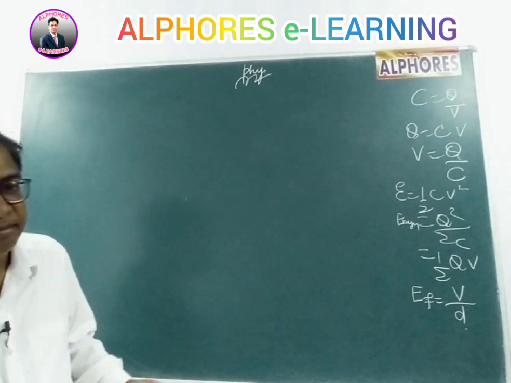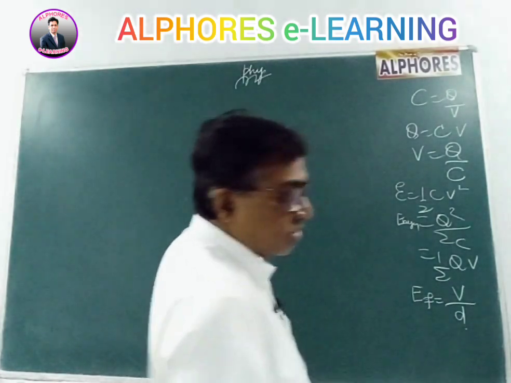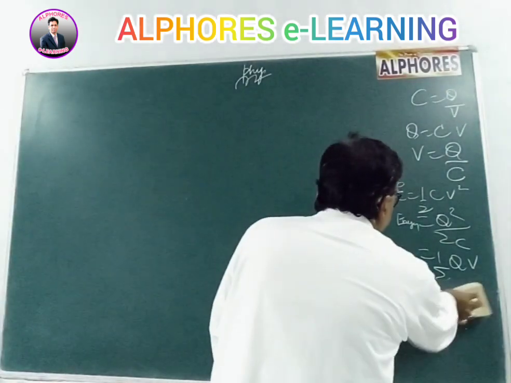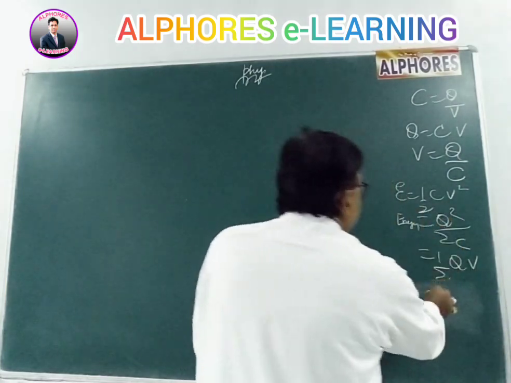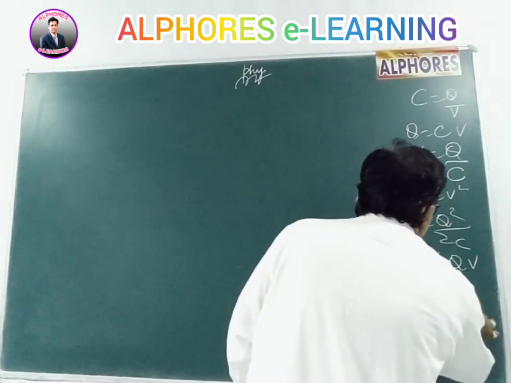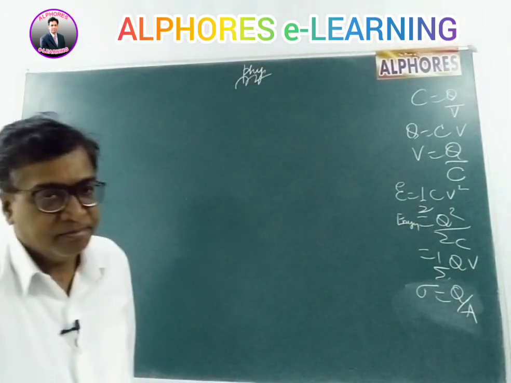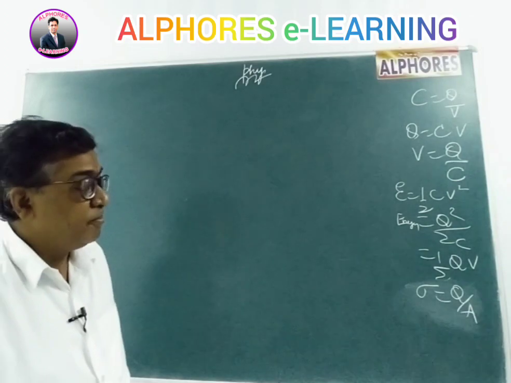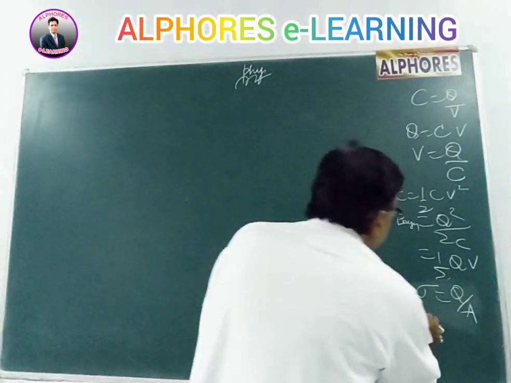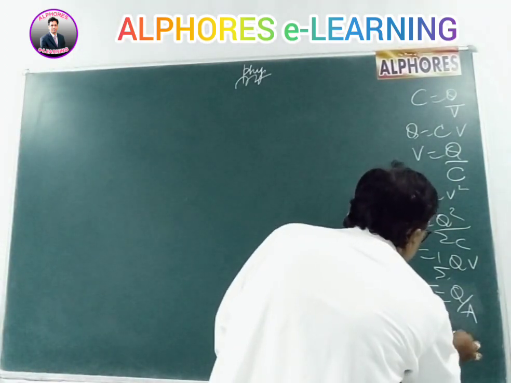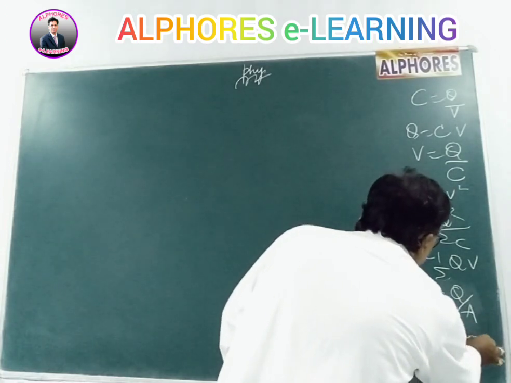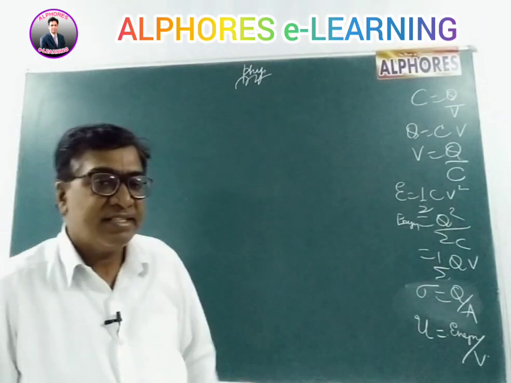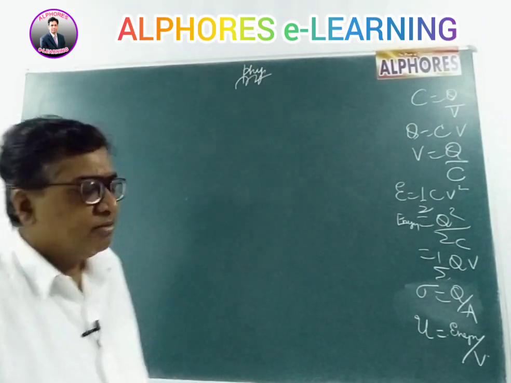Suppose he is asking you to find the surface charge density. We know surface charge density sigma is Q by A. For potential, we can find V is equal to Q by C. Energy density he will be asking. The energy density U is the energy per unit volume, E by volume. So based on these things, there was a very beautiful question that was asked.